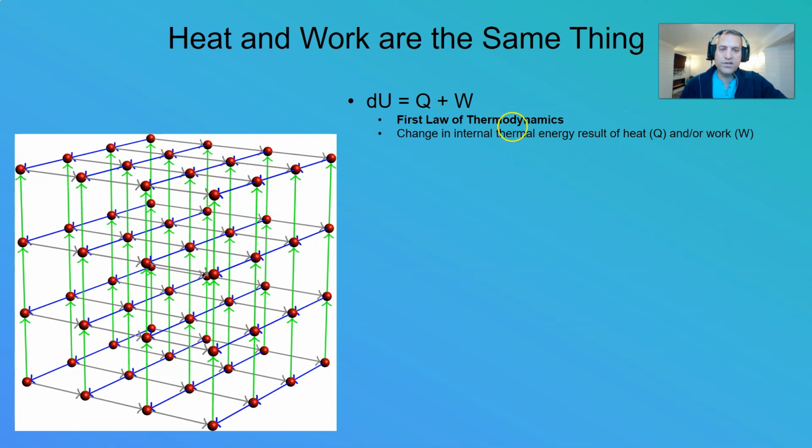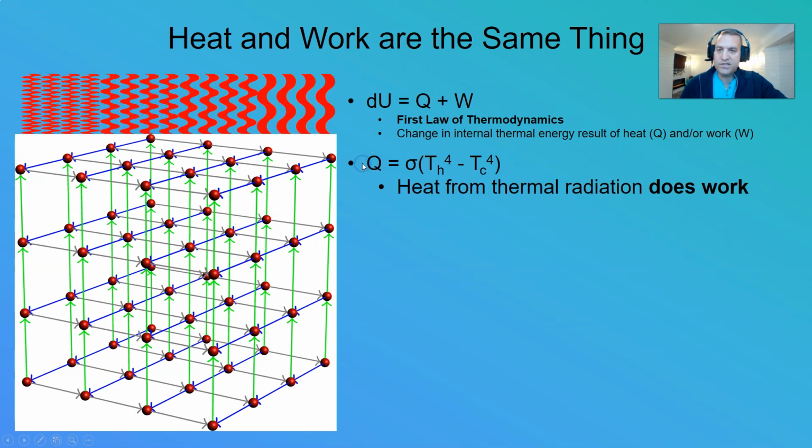So change in internal thermal energy is a result of heat and or work. It's important to note that heat and work are actually the same thing. When you're heating something, it's doing something similar to what work would be doing on the object. So we're going to understand this actually. Heat from thermal radiation does work. This Q equation here is the equation for radiative heat, for heat from radiation. And I've drawn here a series of waves, which could be considered electromagnetic energy coming in. So that's your radiation. I've drawn a series of wavelengths just to make it clear.